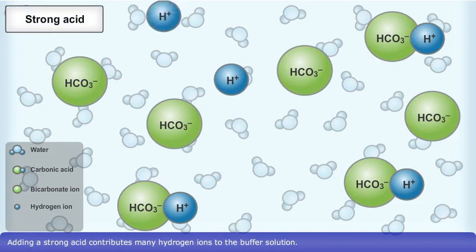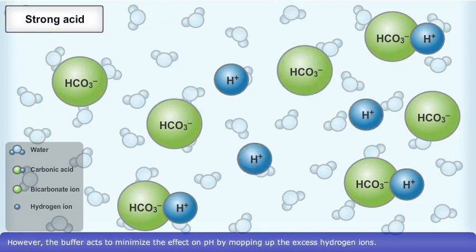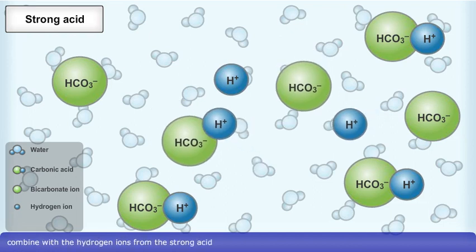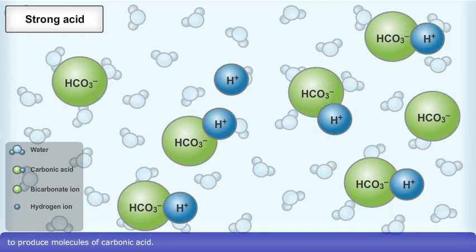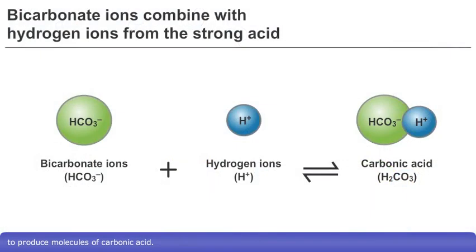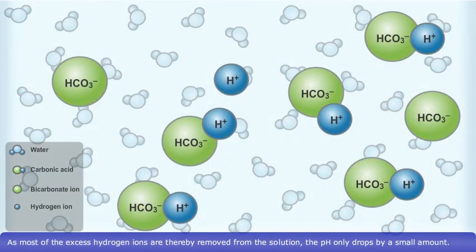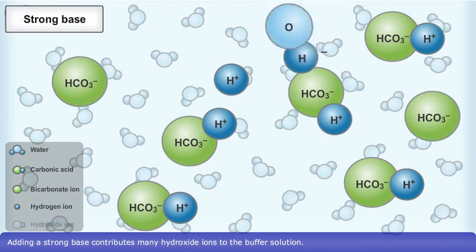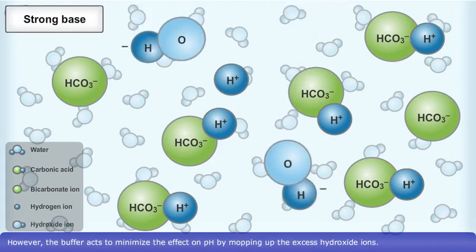Adding a strong acid contributes many hydrogen ions to the buffer solution. However, the buffer acts to minimize the effect on pH by mopping up the excess hydrogen ions. The bicarbonate ions in the buffer combine with the hydrogen ions from the strong acid to produce molecules of carbonic acid. As most of the excess hydrogen ions are thereby removed from the solution, the pH only drops by a small amount.